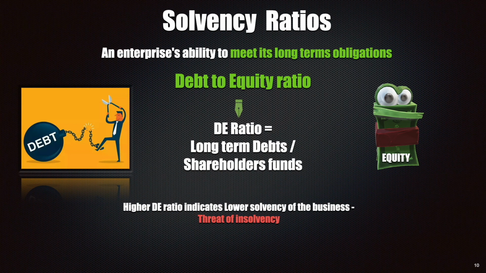Higher the debt equity ratio indicates the lower solvency of a business. That means अगर एक कंपनी के अंदर एक्सटर्नल डेट ज़्यादा है एज कंपेयर टू इट्स इक्विटी एंड रिजर्व, देन इट इज अ थ्रेट ऑफ इंसॉल्वेंसी.